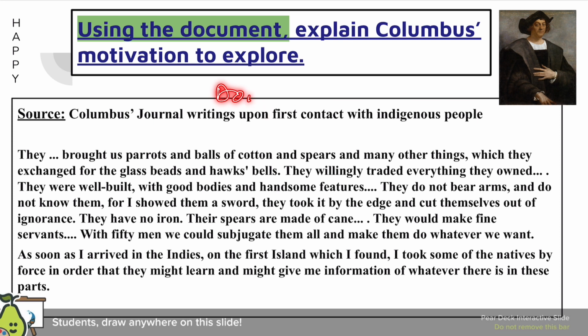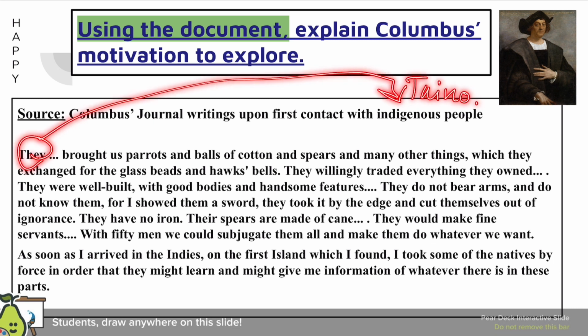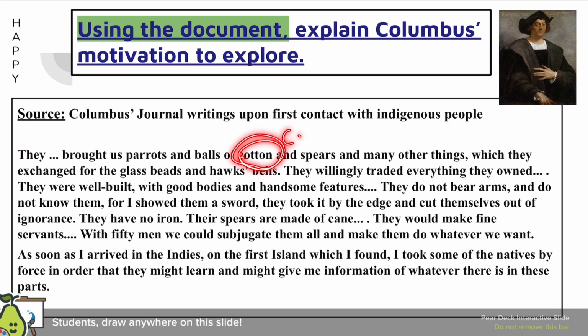So Columbus, we know that that's talking about Christopher Columbus. This is his journal. It is his personal journal about his first meeting with the indigenous peoples. So it says that they, meaning the indigenous peoples, the Native Americans, in this case specifically the Taínos peoples, they brought us parrots and balls of cotton. And we know that that is eventually going to be a cash crop. So notice how I'm already notating the document.